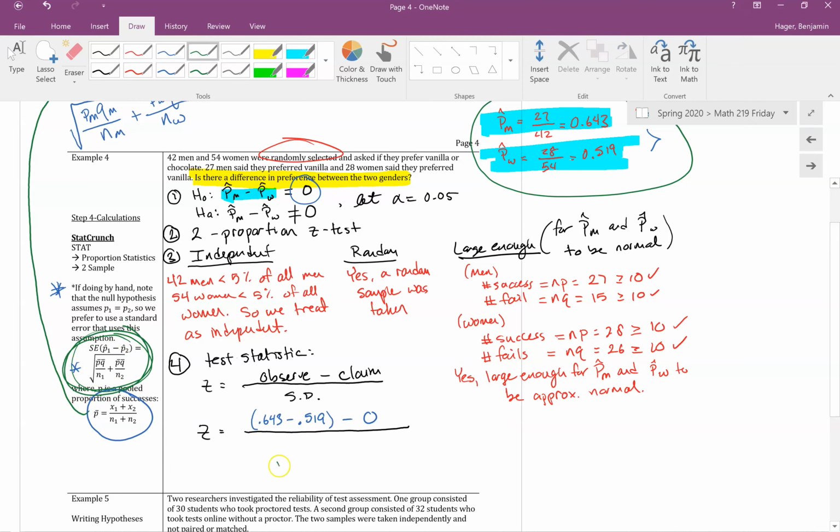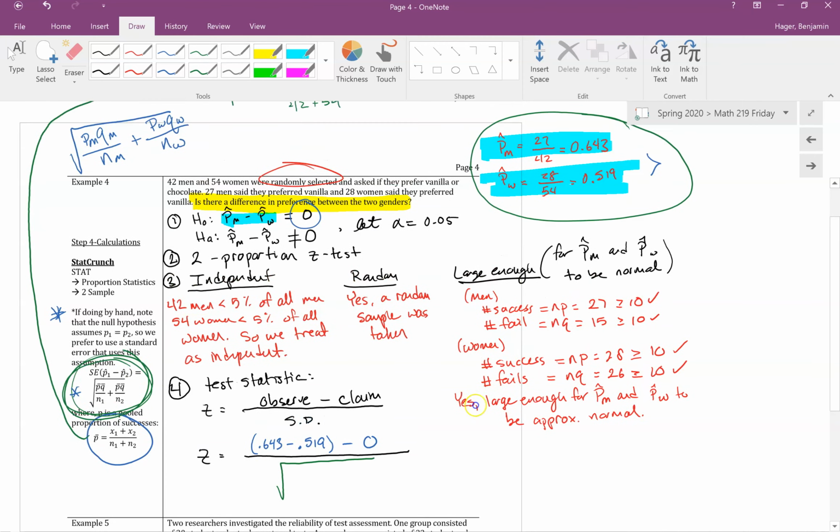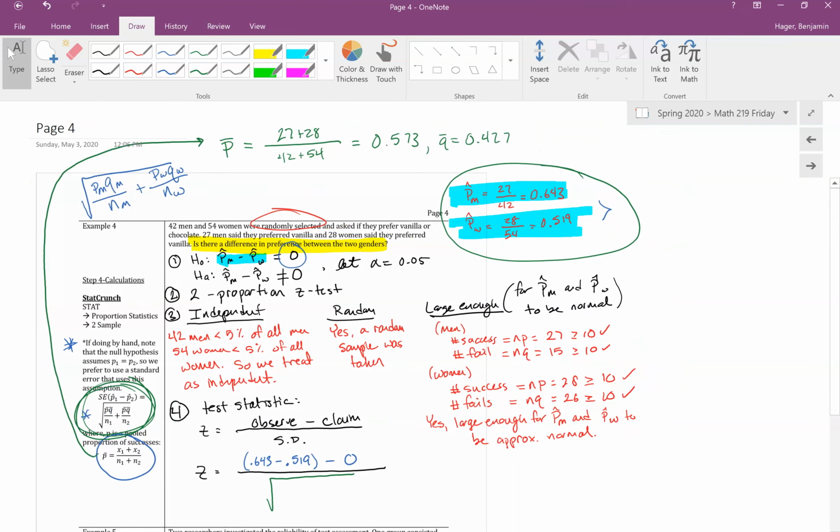They're pooling the data. So what I would write out here would be 0.573 times 0.427 over the number of men sampled, which was 42, right? That's over N1. Plus that percentage again, 0.573 times 0.427 over the number of women sampled, which was 54. That right there is my z-score.